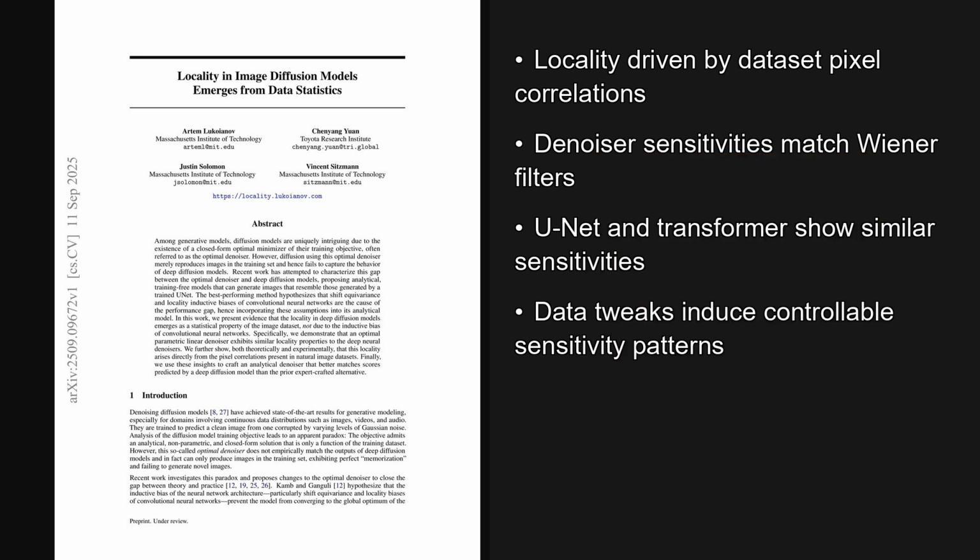I'm Alex. Today we're looking at a paper from the Hugging Face trending list, published on September 11, 2025, which was about 5 days ago. The striking claim is that locality in image diffusion models comes from the training data's pixel correlations, not from convolutional network inductive biases. The paper is titled, Locality in Image Diffusion Models Emerges from Data Statistics, and the implications for model training are quite significant.